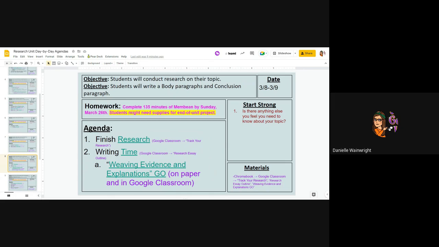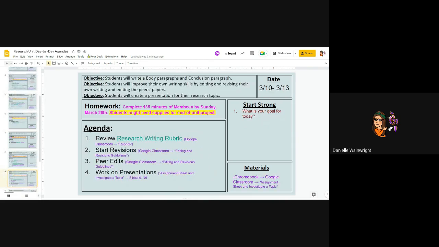They'll have writing time, which again, the way I set it up, usually their research leads into their writing, so they don't end up needing a ton of time to write. And then we'll cover weaving evidence and explanations into their work, graphic organizer. Finally, they'll be writing their research writing rubric. We'll be starting peer revisions and edits.